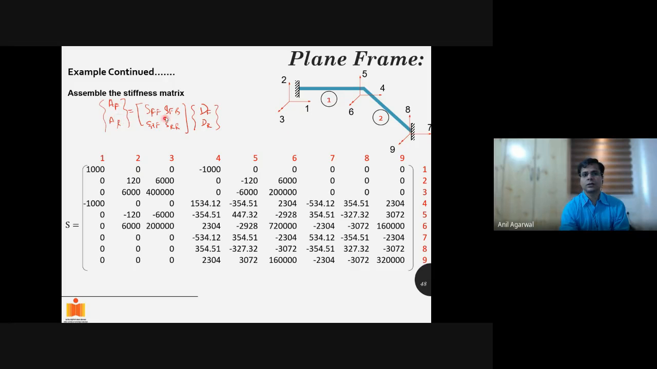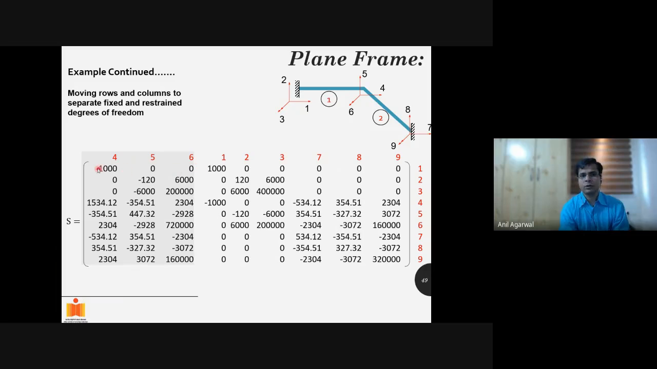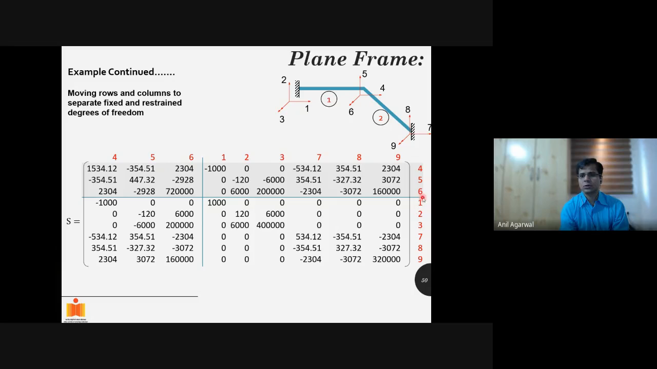So we need to move the terms corresponding to 4, 5, 6. So basically these columns we have to move to the front. Likewise, these rows we have to move to the top so that SFF is sitting right here in the corner. That's what we do. We move the columns corresponding to 4, 5, 6 to this side. Then we move the rows corresponding to 4, 5, 6 to the top. So now we have broken this stiffness matrix into 4 components: SFF, SFR, SRF, SRR. Okay. SFF is free-free. This is free-restraint. This is restraint-free. This is restraint-restraint. Okay.